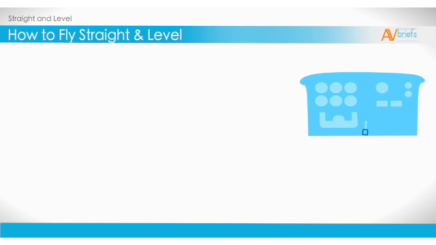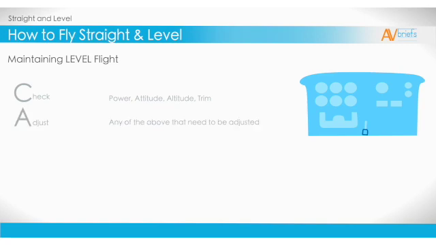To maintain level flight, you would check your power setting, attitude set, and trim is relieving the pressure, and then adjust any as required. As the air is hardly ever 100% smooth, you will constantly be correcting to maintain perfect level flight.